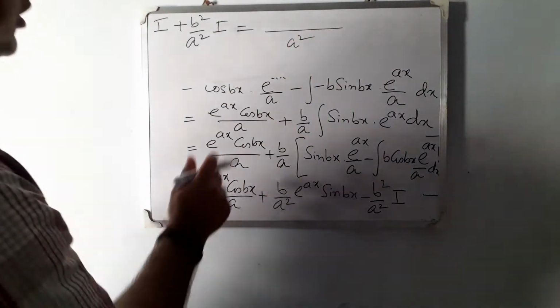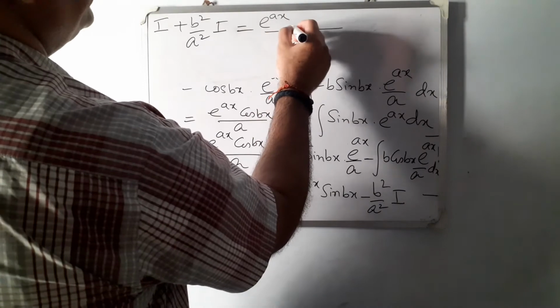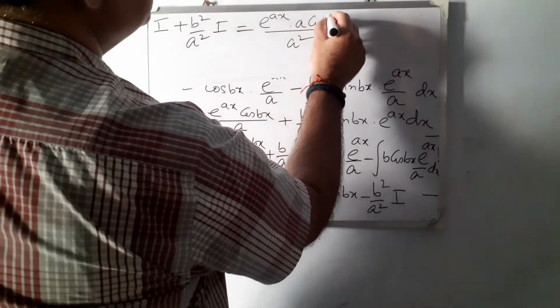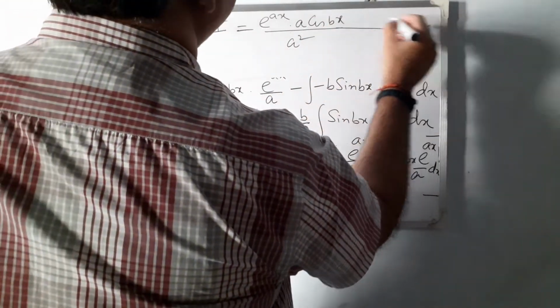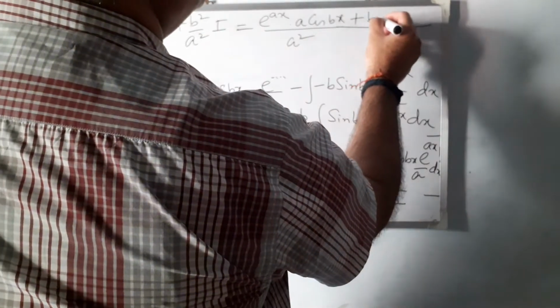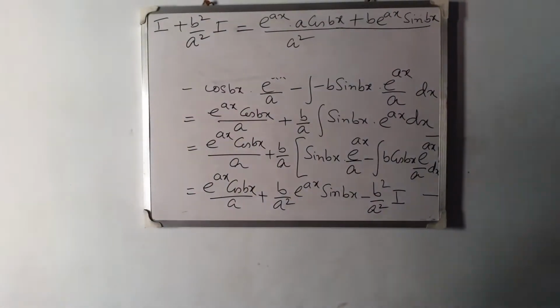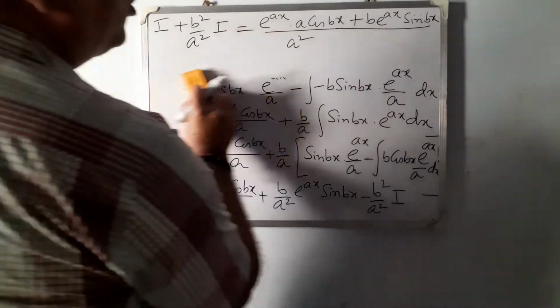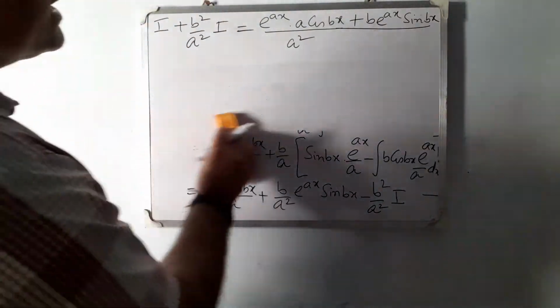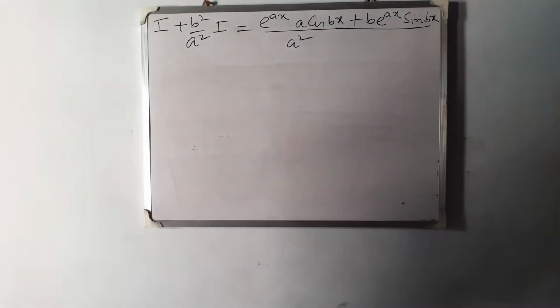And in the numerator you will get e power ax into a cos bx plus b into e power ax sin bx. So this thing you will get. Now further, take I common here, and whatever remains in the bracket, you should take the LCM. Now what happens, you see here.